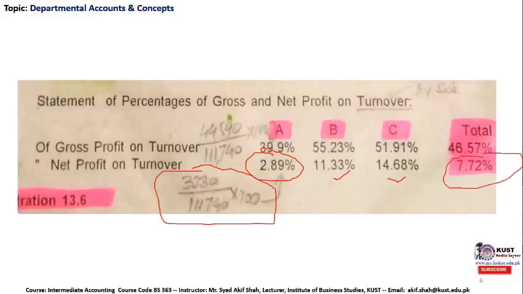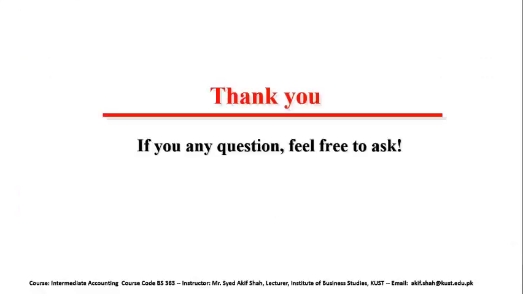Such percentages assist the financial managers to find out where the problem lies and to emphasize that department. The basic problem is in department A, because its net profit margin is quite lower than the other two departments. So this was all about the discussion of interdepartmental transfers or sales volume with respect to departmental accounts. Thank you very much for listening to this lecture.